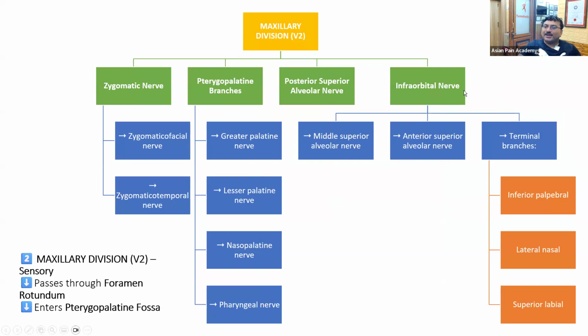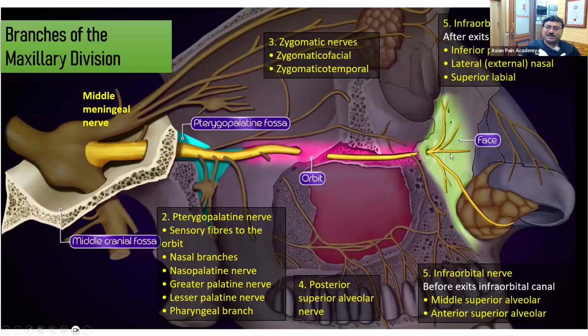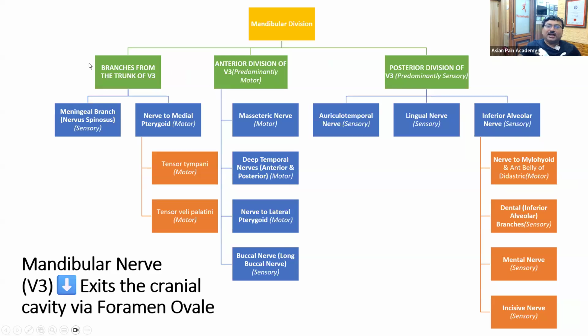So by blocking the infraorbital nerve, we can block these areas, these branches. So these are all the divisions of the maxillary division. And the mandibular division, first the branches from the trunk. Here remember all other branches, V1 and V2, are sensory, whereas V3 has motor components. From the main trunk, it gives a twig to the medial pterygoid, tensor tympani and the tensor veli palatini.